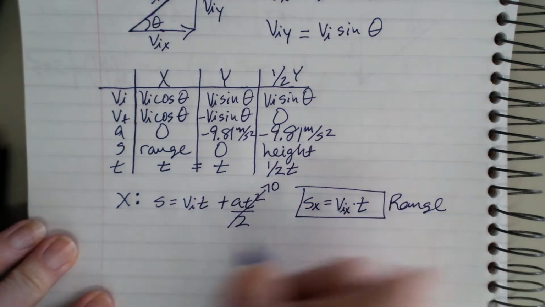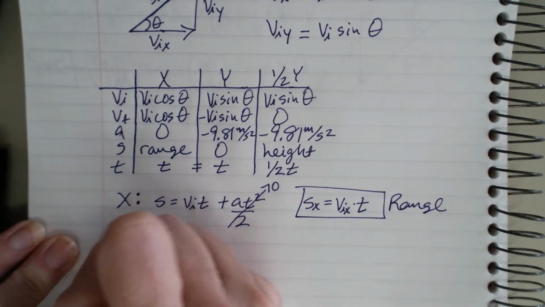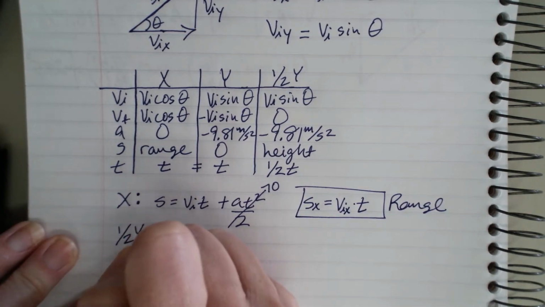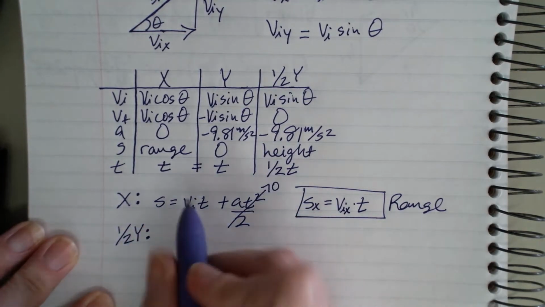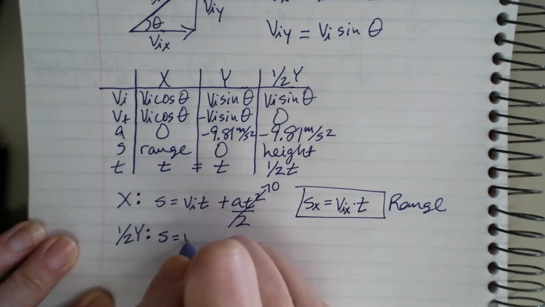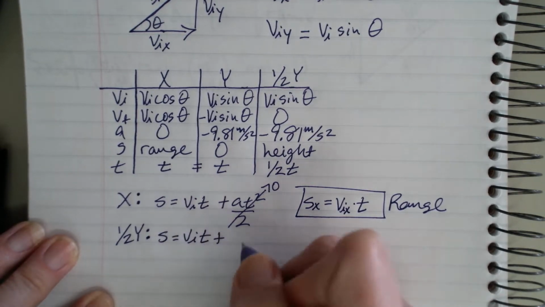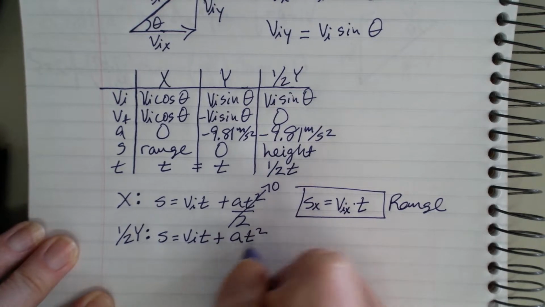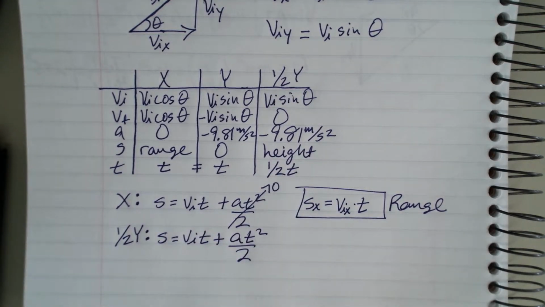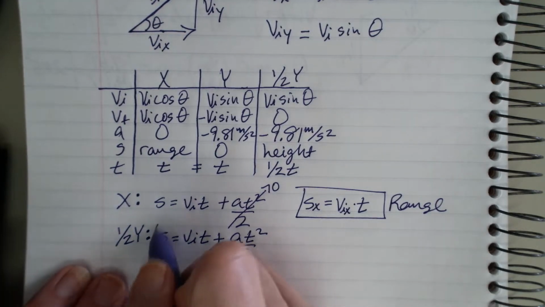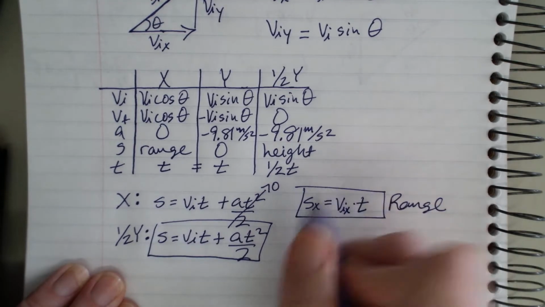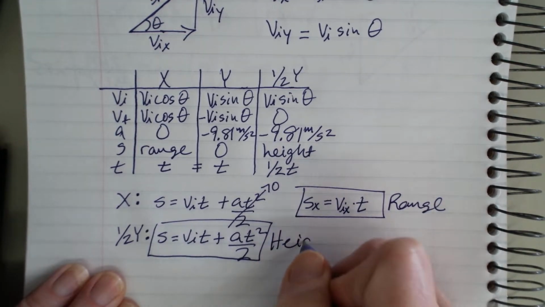Okay, for your height, you're going to use your half y data. And your half y: s equals v_i t plus a t squared over 2. Nothing is 0 except v final, and that's not in the equation. So this is the equation you're going to use to find height.